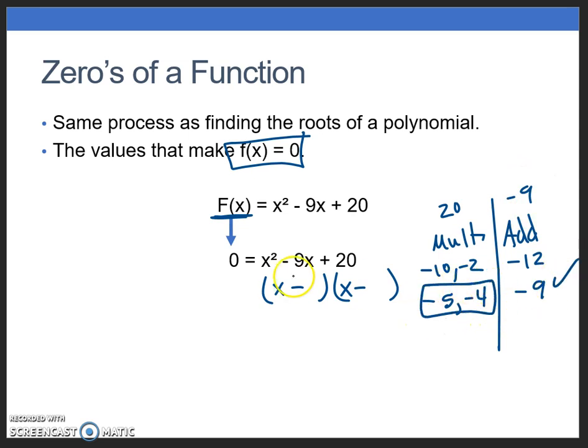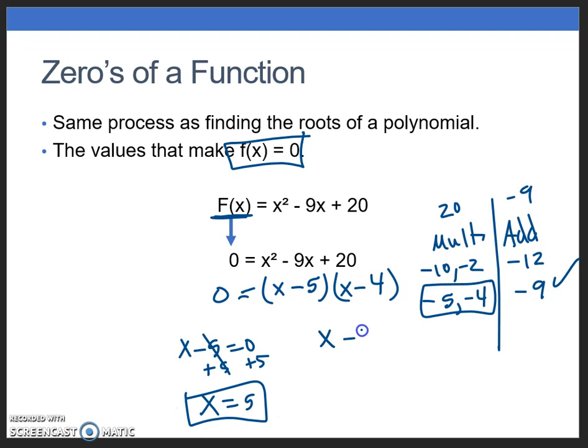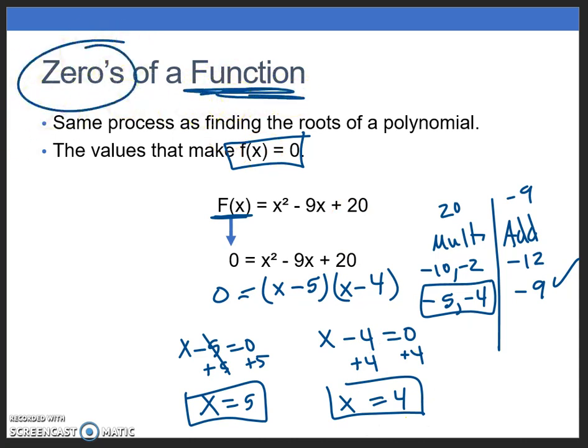So here are our two factors, x minus 5 and x minus 4, set equal to 0. So our two options, we could have x minus 5 equals 0. If I add 5 to both sides to get x by itself, I would have x equals 5. Or if I had this one, x minus 4 set equal to 0, and add 4 on both sides, we would get x to equal 4. So here are the two zeros of the function. When it's function notation, we call them the zeros of the function. When it's not in function notation, we would call them the roots of a polynomial.